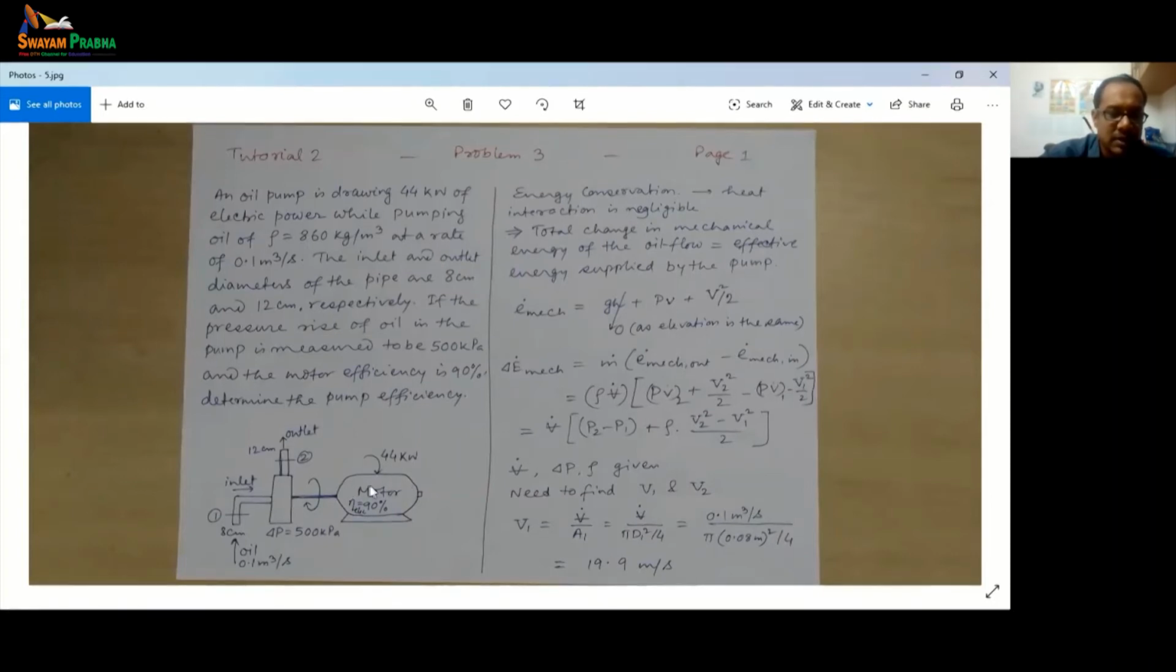After some losses, it is getting transferred to the shaft, and this pump is actually getting a certain portion, almost 91, 92% of that, which is actually increasing the pressure of this fluid flow, which is coming from the inlet and going through the outlet. Okay, so here the energy conservation is happening, and you note that even when we are considering some efficiency, the energy conservation concept is not lost.